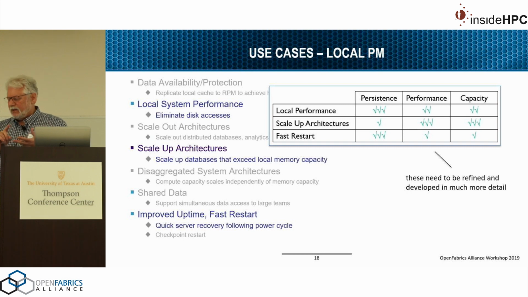That would obviously be a local case. Scale-up architectures, where I talked about, again, increasing the scale of the memory on a server node, is again a local case, not a remote case. We don't need to treat that one. And likewise, improved uptime and fast restart. The one where we were talking about, if I knew I was writing to local memory that was persistent, I could avoid disk accesses. That's an improved uptime case that's local only. There's another uptime case which is remote, which I'll get to in just a second.